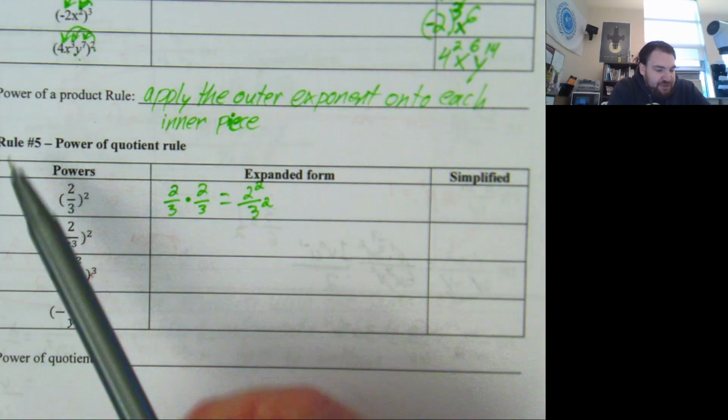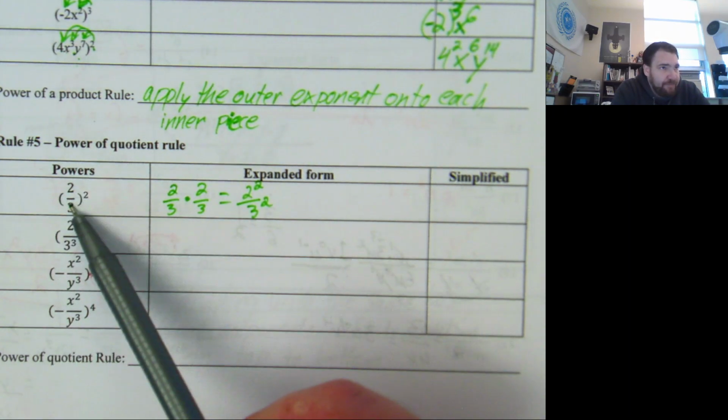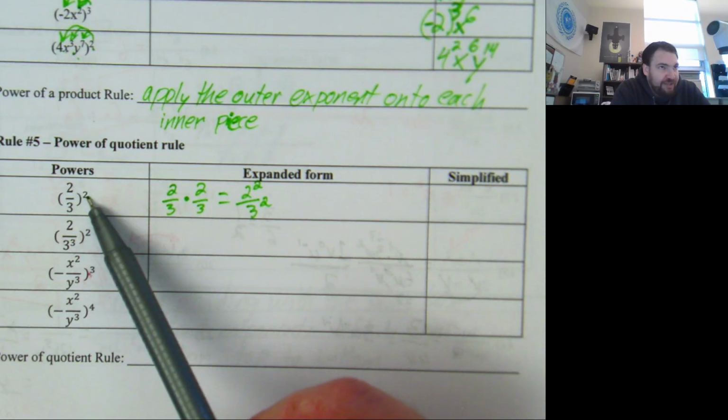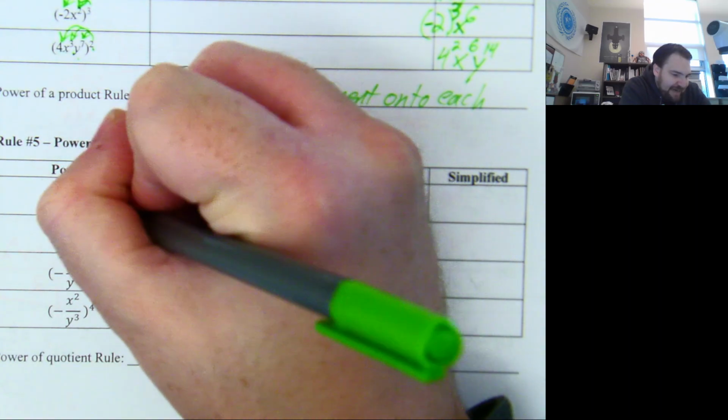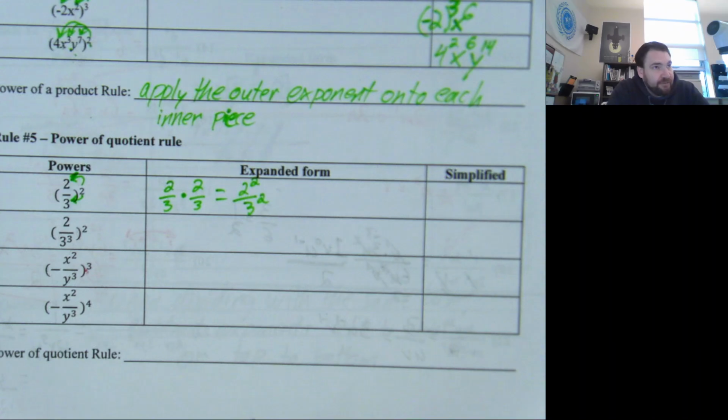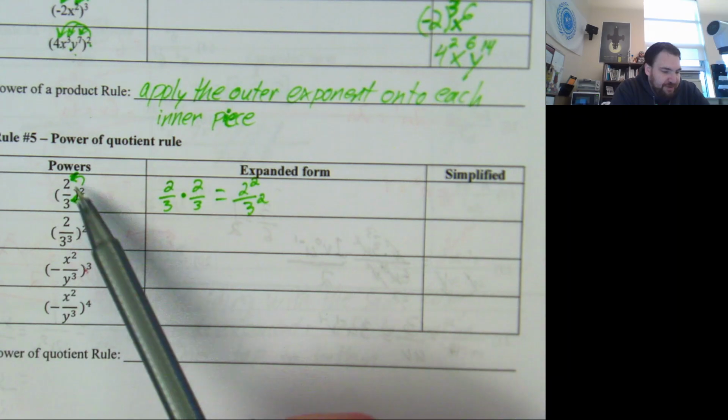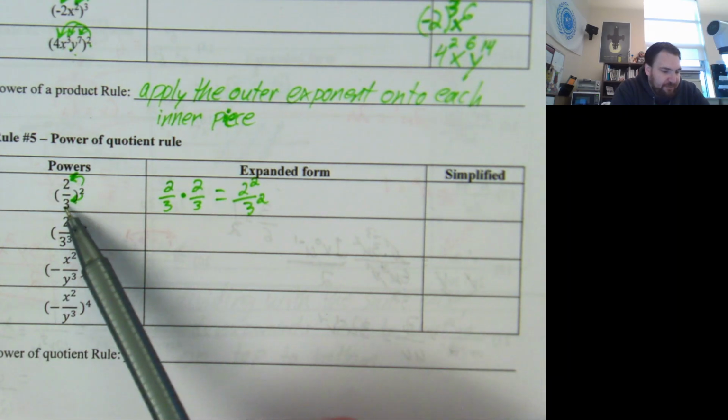What I want to do is demonstrate that when you have a fraction and an exponent on the outside, that exponent has to move into the numerator and it has to move onto what's in the denominator. That outer 2, it's going to become 2 squared, and the denominator is going to become 3 squared.